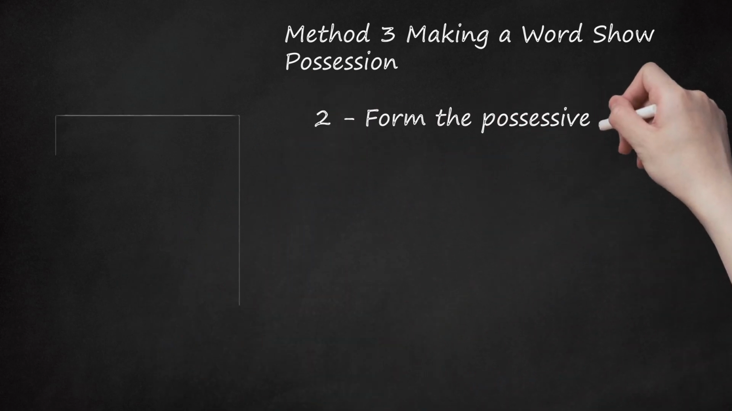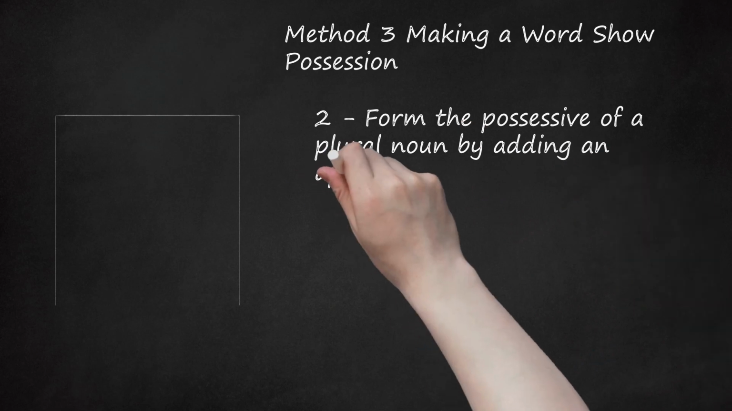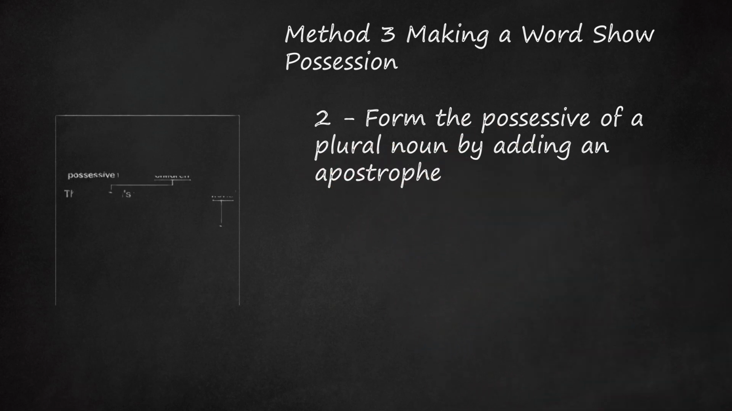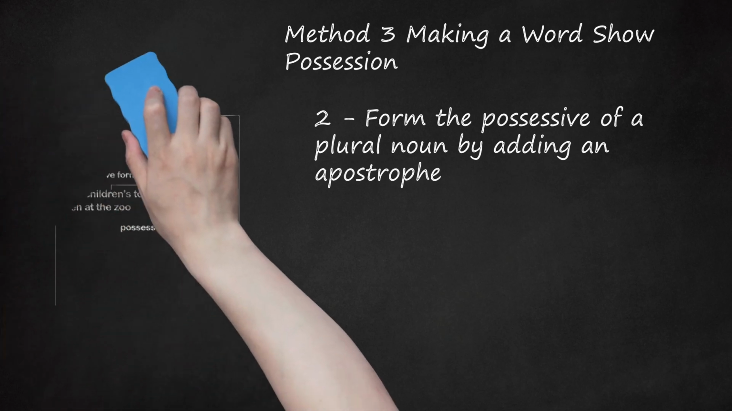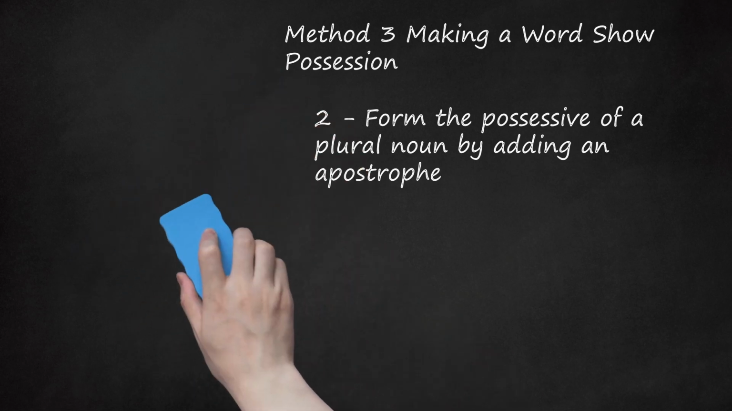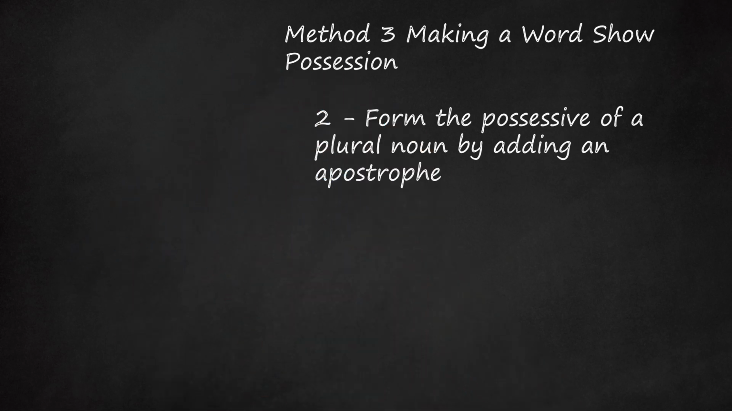2. Form the possessive of a plural noun by adding an apostrophe. If the word ends in an s, add an apostrophe after the s. If the word does not end in an s, add an apostrophe followed by an s. If you want to make an irregular plural noun possessive, you need to add an apostrophe followed by an s. The possessive form of lions would be lions', while the possessive form of children would be children's, as in "the children's toys fell into the lions' den at the zoo."